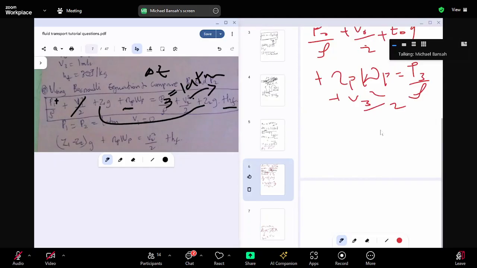Now, our efficiency is 60%. That's 0.6. So I can find the work of the pump. So at the end of the day, the work of my pump will be equal to, yeah.